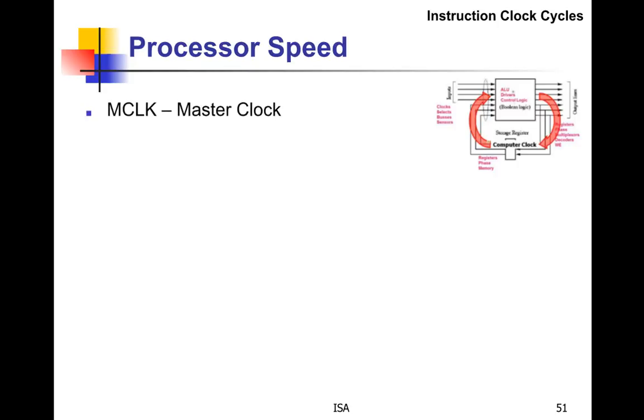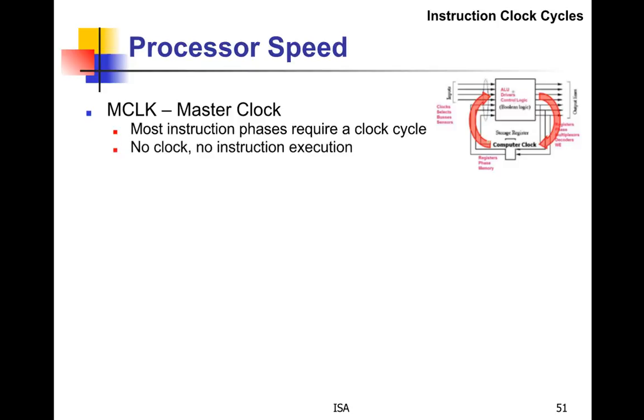So, M clock is the master clock, and that's the frequency of the master clock. Most instruction phases require a clock cycle. No clock, no instruction execution. So if your clock is not going, then you're not doing anything, not computing anything.